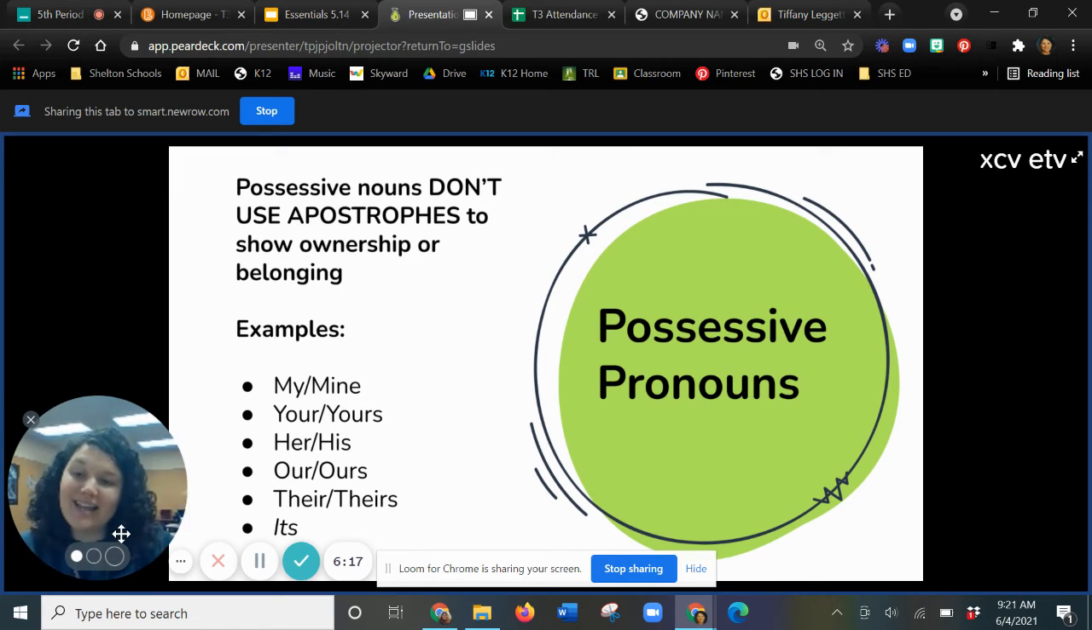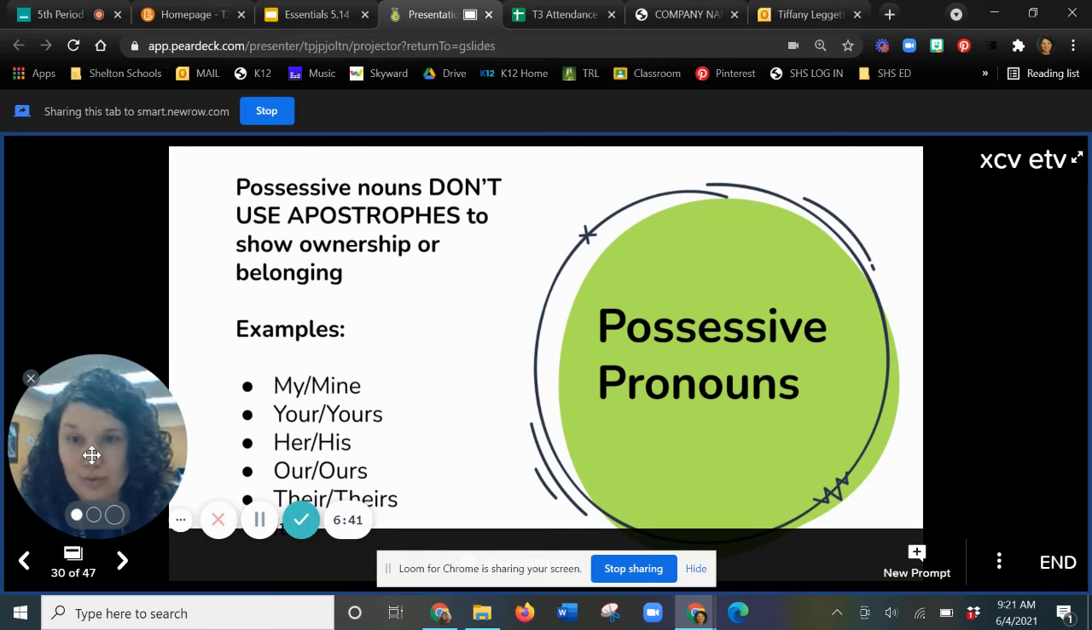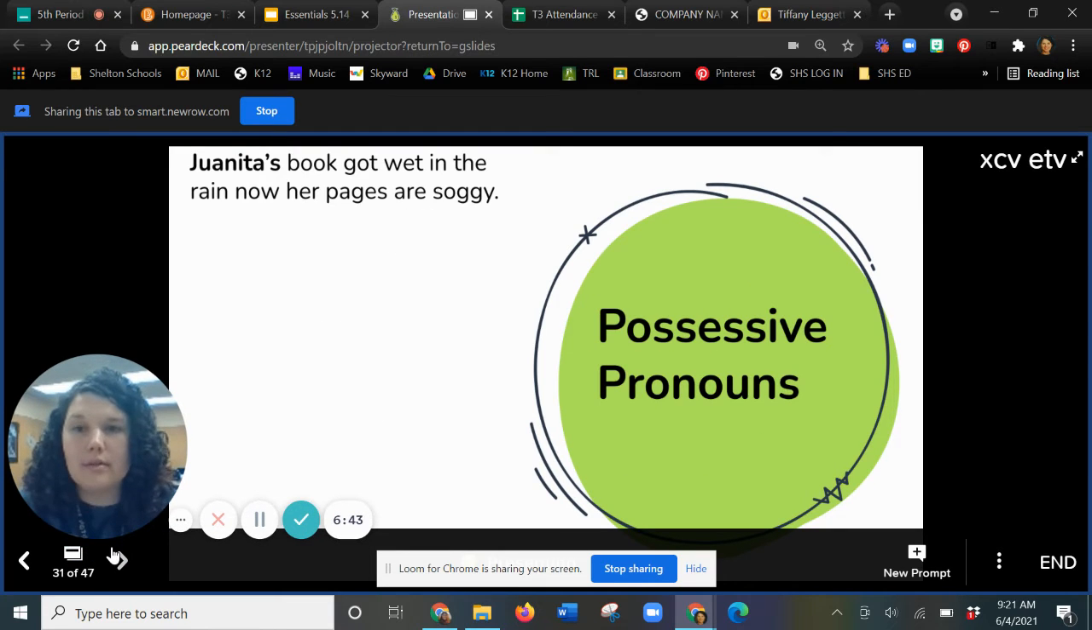I italicized it because this is the one that even I get tripped up on, and I have to re-say it out loud in my head. So if you added an apostrophe, that would be it is, a contraction. It would be like, the dog scratched its back. So let's look at some examples of sentences that use possessive pronouns.